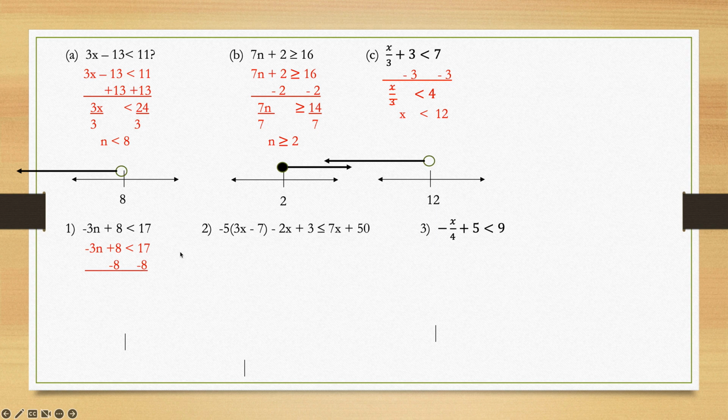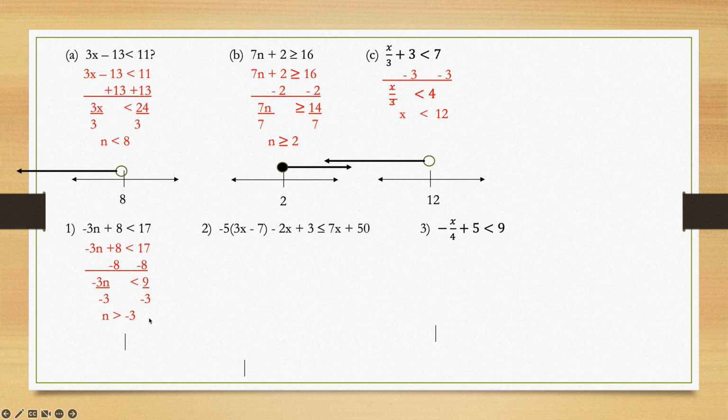subtracting the 8 from both sides, negative 3n is less than 9. Then I divide by negative 3. And this is a really important moment. It's probably the only tricky thing with inequalities. If you multiply or divide by a negative, you must remember to switch the inequality. We gave you a long-winded explanation of that earlier. So the correct answer is n is greater than negative 3.